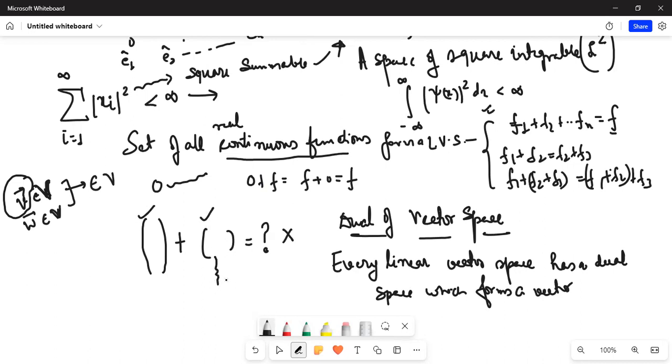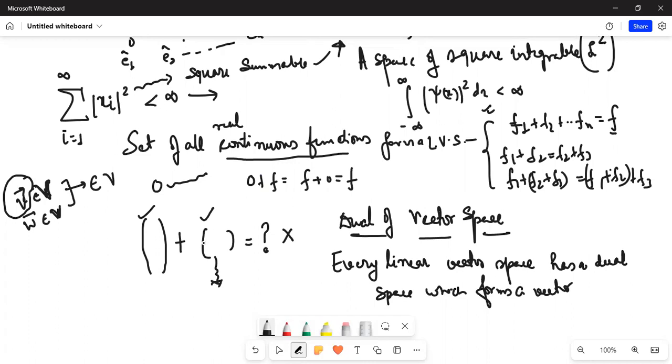Individually, these row vectors, if you just take them into consideration and apply all the properties of a vector space, you'll find that they also satisfy the conditions for a vector space. So every linear vector space has a dual space which also forms a linear vector space.